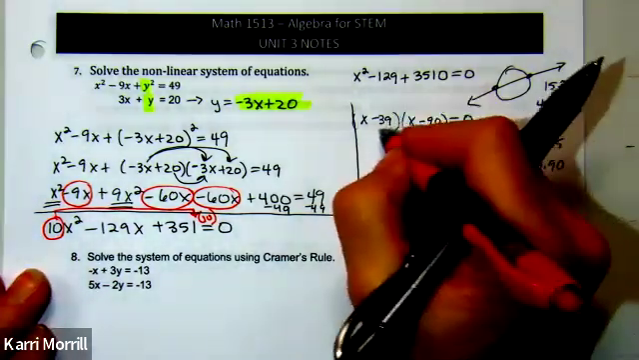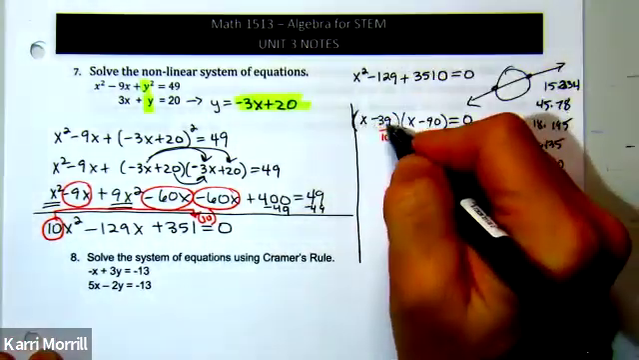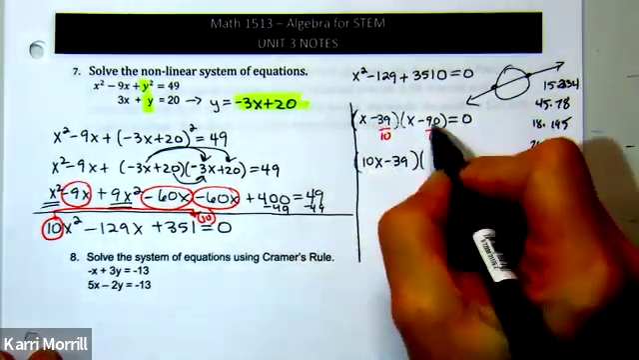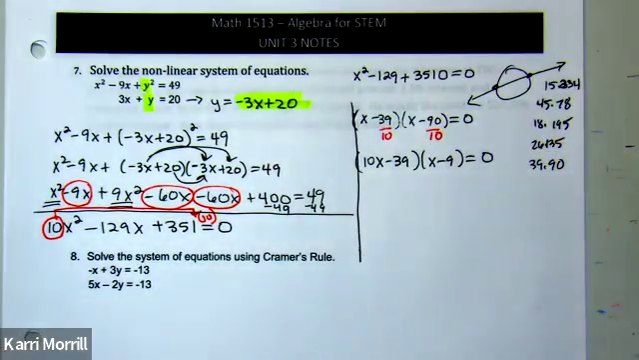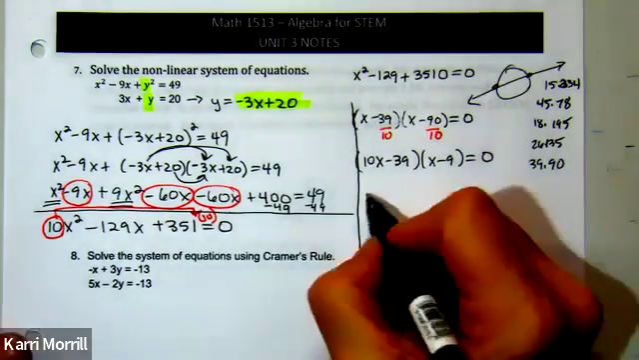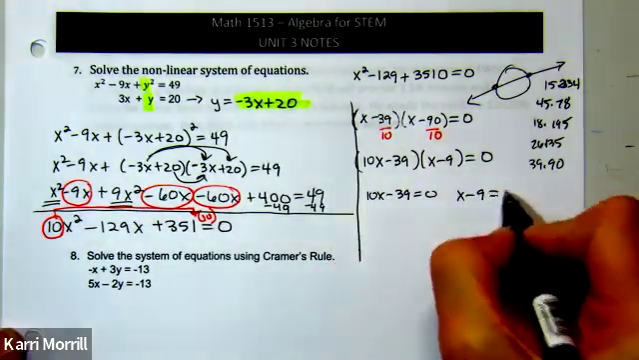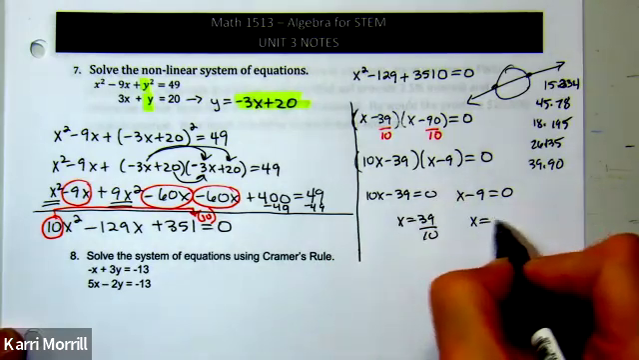So then we would divide by our 10. This doesn't go into 39 evenly, so we'd have 10x minus 39. And then here, this would reduce to x minus 9. And so we finally found our factors. So then you would set those equal to 0 and solve for x. So 10x minus 39 equals 0, x minus 9 equals 0. So this would be x equals 39 over 10, and this one would be 9.